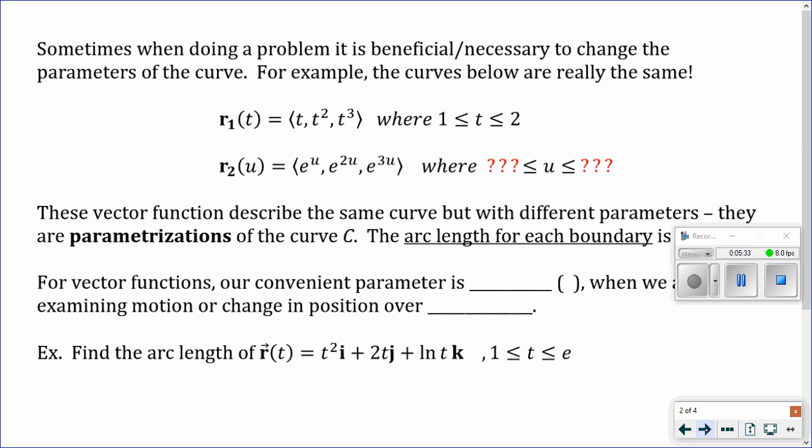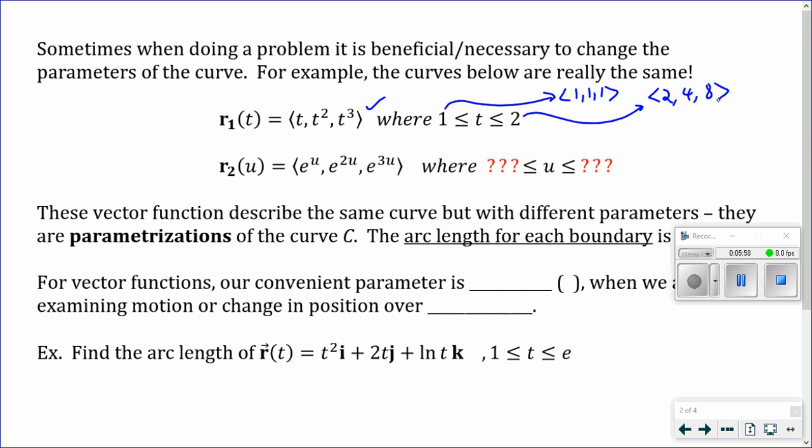We just might have to change the u values here, so let's go ahead and see. You have t squared and t to the third. When I plug 1 into this guy right here, I would get 1, 1, 1. When I plug 2 into that problem, I would get 2, 4, and 8.